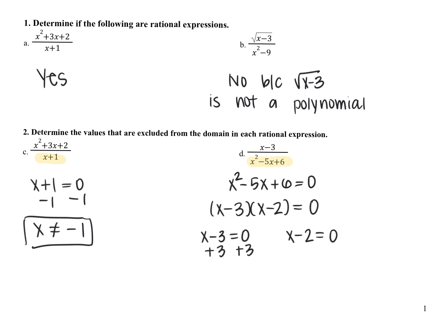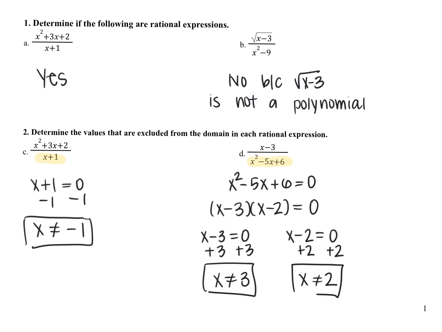So we're going to add 3. So we get that x cannot equal 3. And then we're going to add 2. And we're also going to get that x cannot equal 2. So it is possible to have more than one value be excluded from the domain of a rational expression.